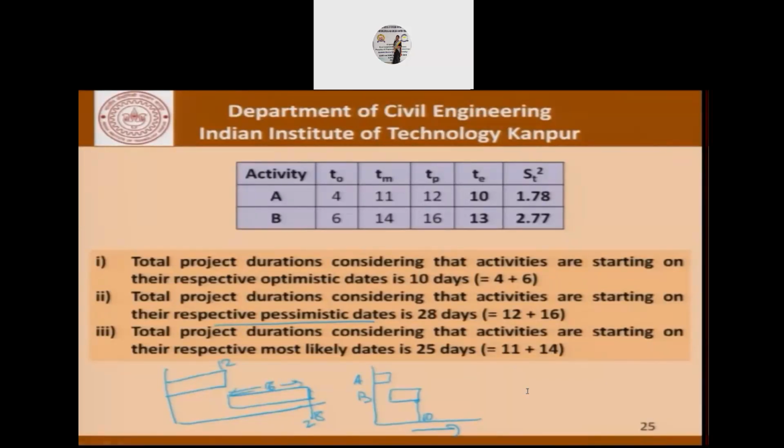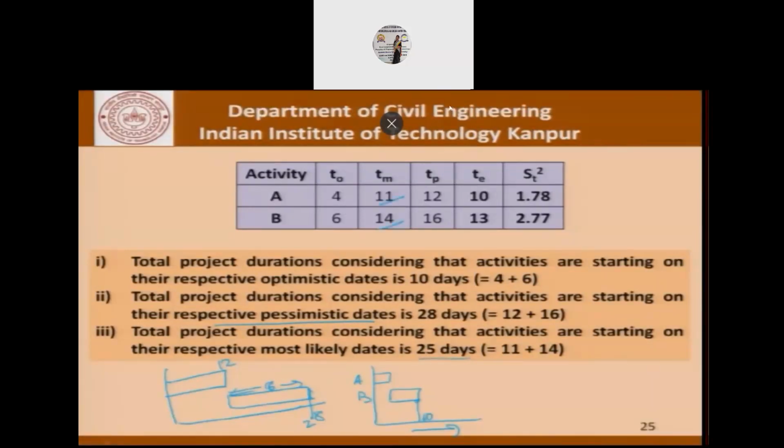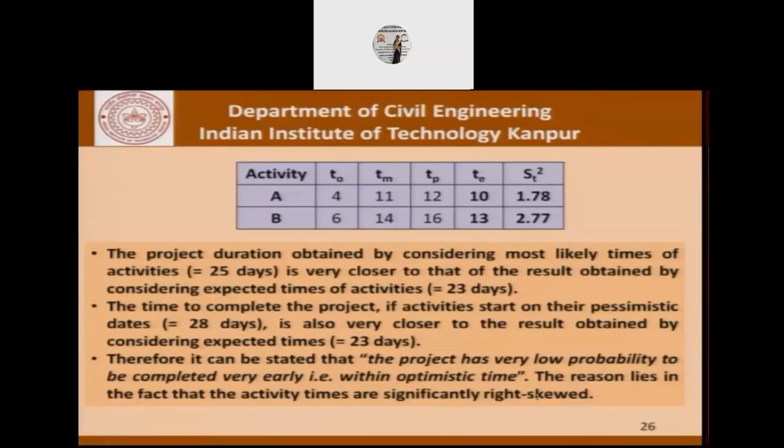As far as the most likely dates are concerned, then we are talking of 11 and 14, which is giving us a number of 25. So the project duration obtained by considering the most likely times of activities, 25, is very close to the results obtained by the expected times, that is 23. That is this number here. The time to complete the project if activities started on their pessimistic date, that is 28 days, is also pretty close to this result. So this is 28 and this is also close to this result of 25.